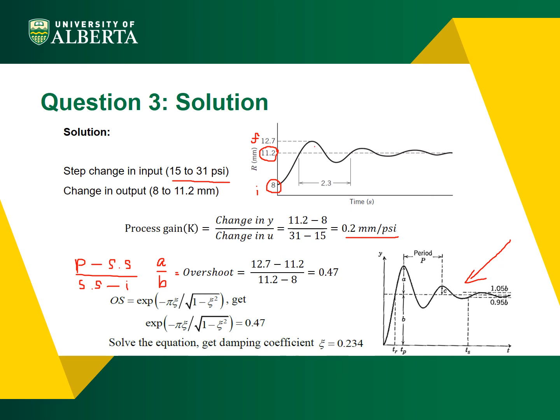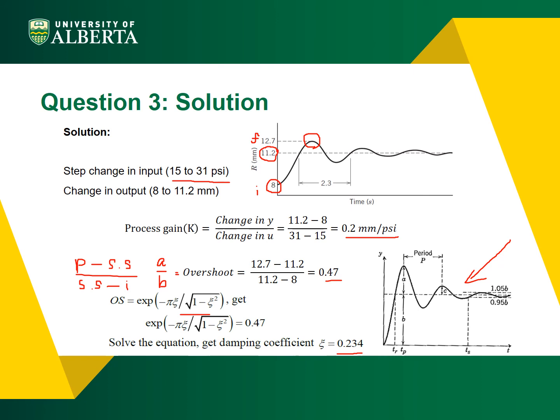So peak is 12.7, and then the steady state value is 11.2 by 11.2 minus 8, which is the initial value. So if you compute that, we have overshoot as 0.47. And then we know the formula for overshoot. So if you equate the formula to 0.47, the unknown variable is zeta here. So if you solve this, you get zeta is equal to 0.234. So now we know the zeta.